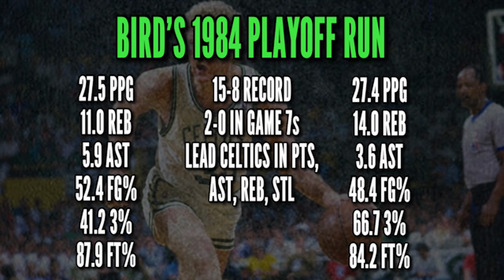And if you want to get a very good idea of how good Larry was at his peak, I would say look at the 1984 playoff run. In this run, Larry averaged 27.5 points per game, 11.0 boards, 5.9 assists on ridiculous 52, 41, and 88 splits. And if you think that's impressive, look at how he played in the finals versus the Showtime Lakers. He averaged 27.4 points per game, 14.0 boards, 3.5 assists on 48, 67, and 84 splits. And he led his team to the NBA title.